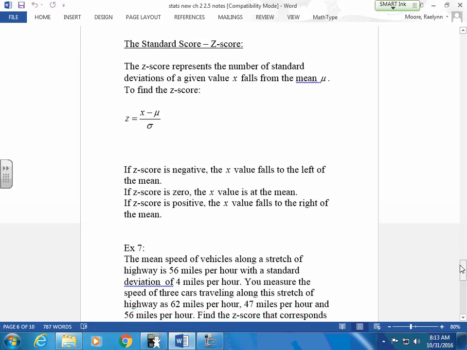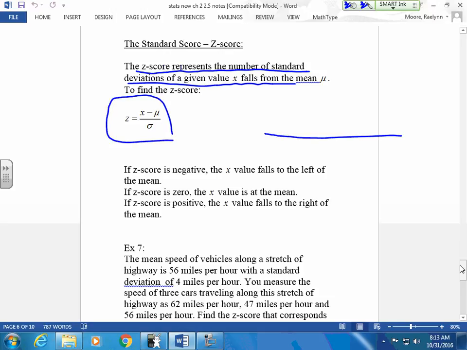Now, here's the meat of this. My z-scores. This really should be in a whole unit by itself, because this is what we use for the rest of this whole thing, for the rest of this course. Your z-scores are a way of calculating your standard deviations. Okay, the z-score represents the number of standard deviations of a given value that fall from the mean. To find it, we use a certain formula. Now, this is what this means.